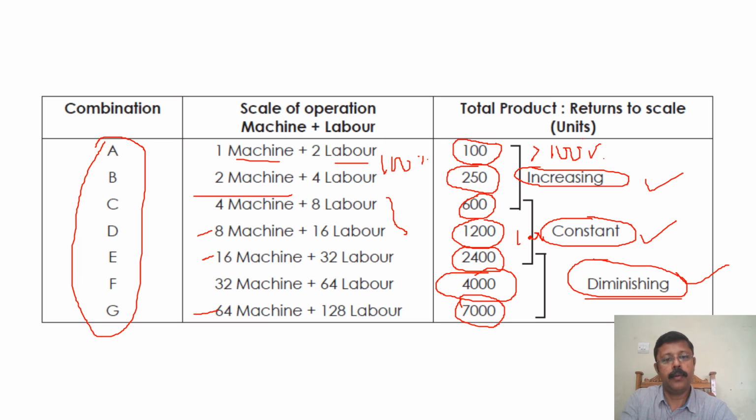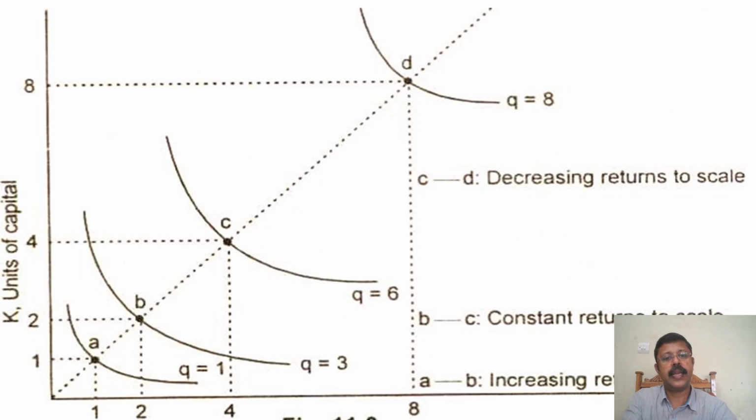Okay, now the same thing is given in a graph. We can see it here, right? So when you increase by 100%, your output increases from 1 to 3. Earlier it was 1, now it has become 3. So you increase capital and labor only by 1 unit, but your output increased by at least 300%.